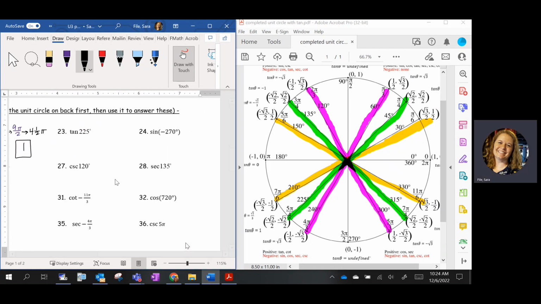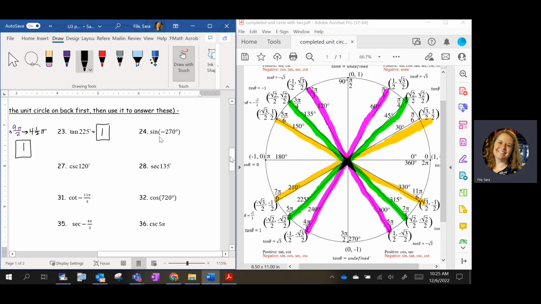All right, number 23 wants tangent at 225. So 225, that's on our unit circle. That's here, the green reference angle in quadrant 3. Okay, so tangent here is 1. At a 45-degree reference angle, tangent is always 1. And in quadrant 3, tangent's positive. So it's positive 1.